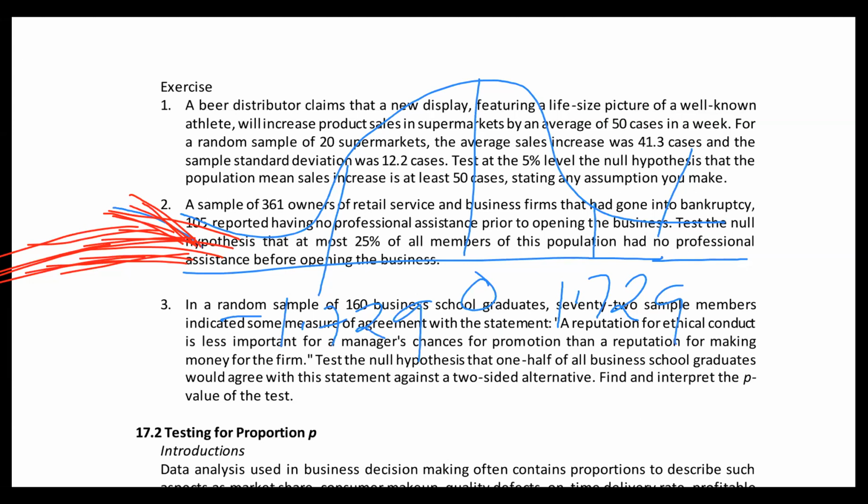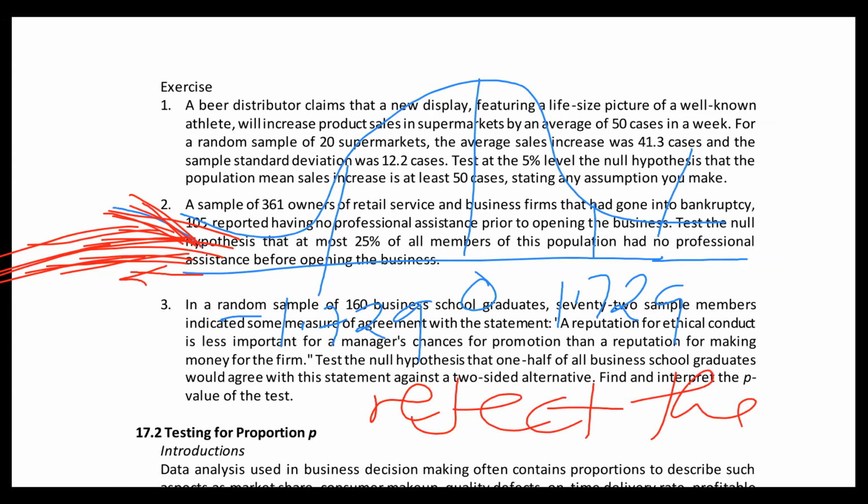Your negative 3 will be somewhere here, so it will be in the rejection region. Therefore, you reject the null hypothesis. Which means it is not true that the mean can be above 50.